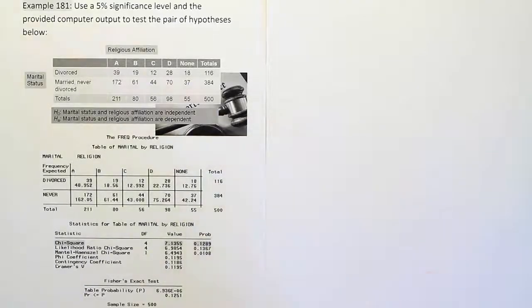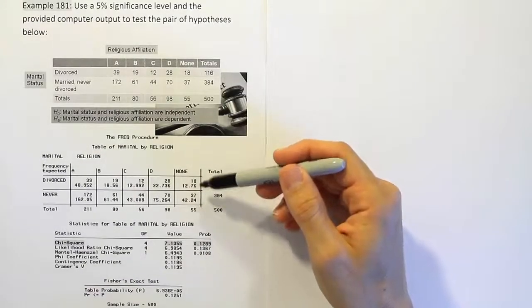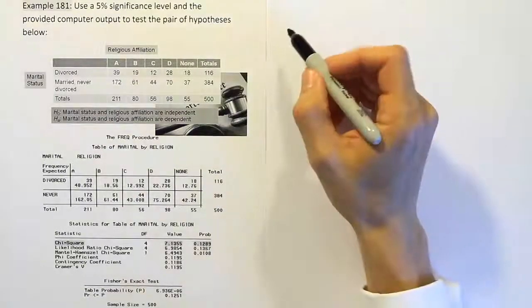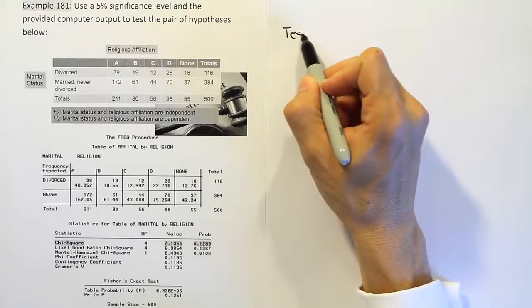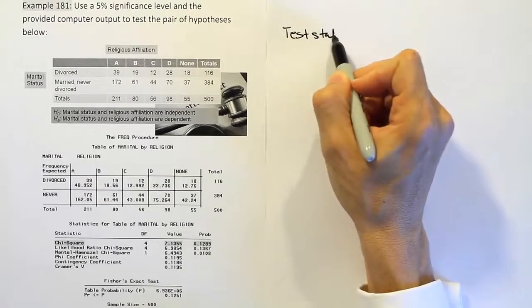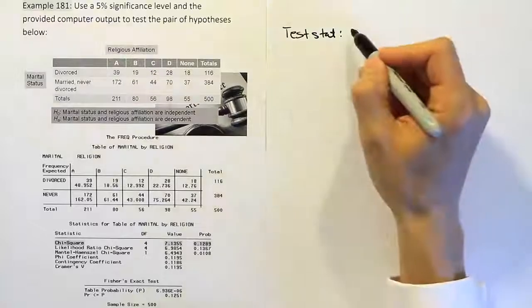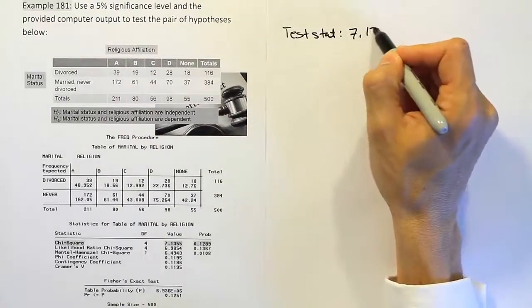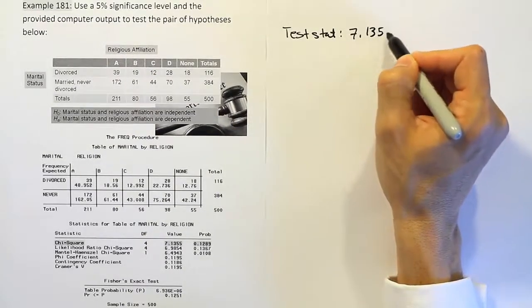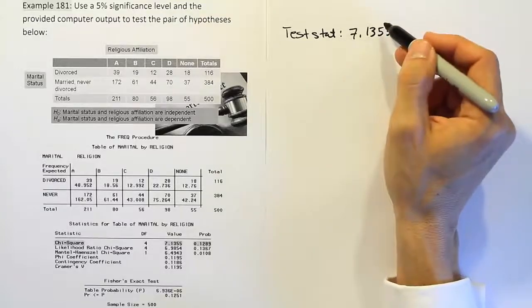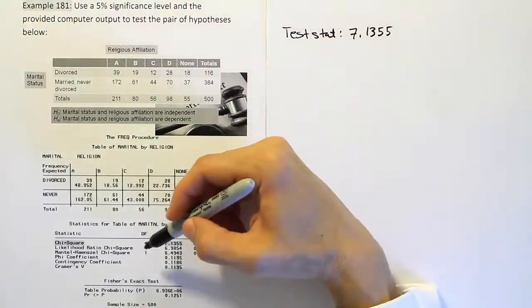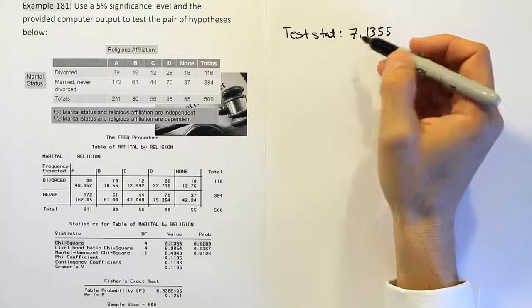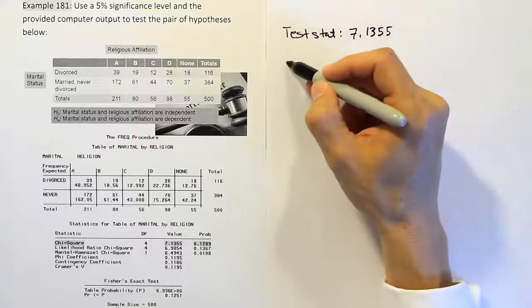So we have H0, HA, and then from there, they've done the data step. They've calculated all the expected values. They've come up with our test stat. I'm just going to write that test stat out here real quick. The test stat, they say, is 7.1355. Now, you could compare that against a critical value because we have the degrees of freedom of 4, but what we're going to do instead is actually just use the p-value they gave us.